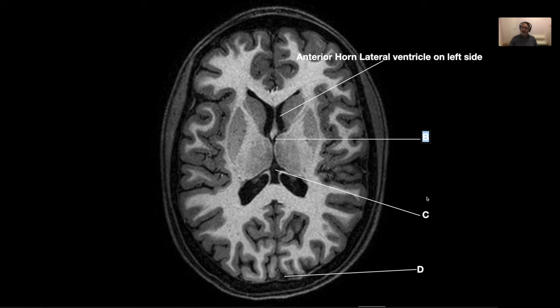No, it is not, but you are on the right track. The cerebral aqueduct is lower down. It connects the third ventricle with the fourth ventricle. This connects the lateral ventricles to the third ventricle. It is the foramen of Monroe, also called the interventricular foramen.